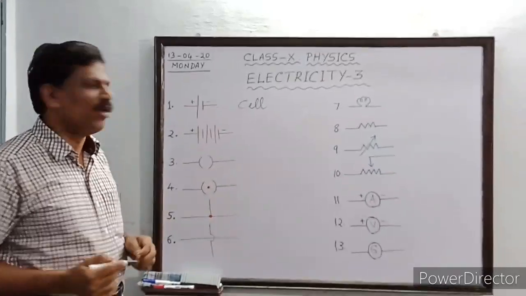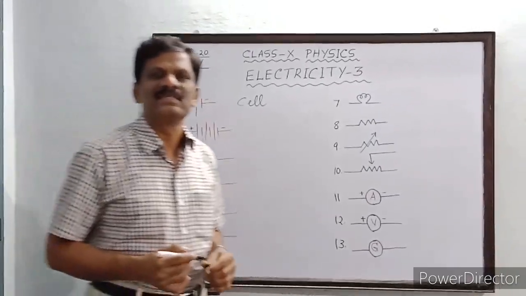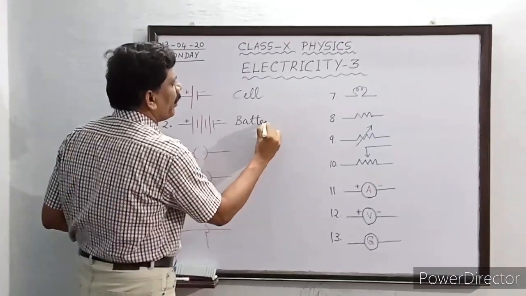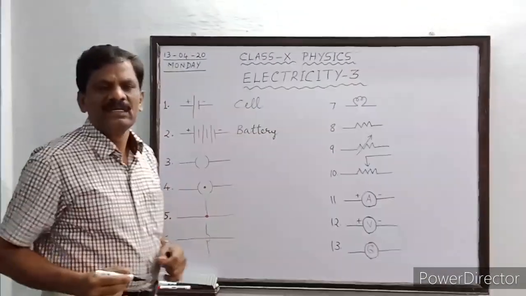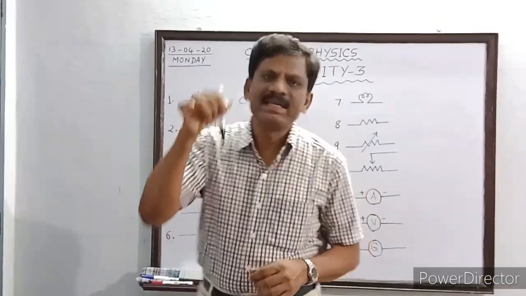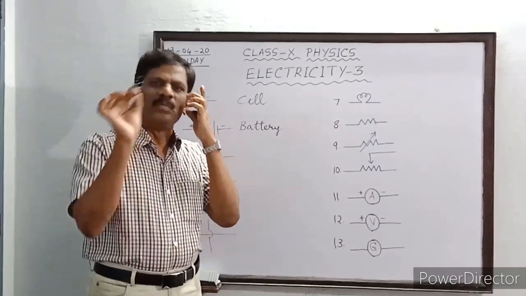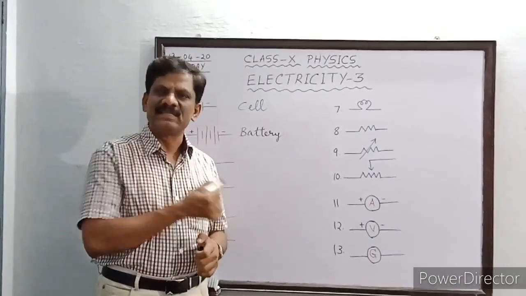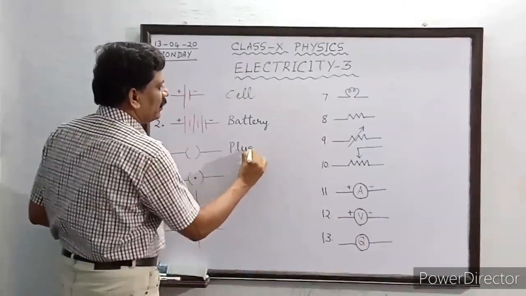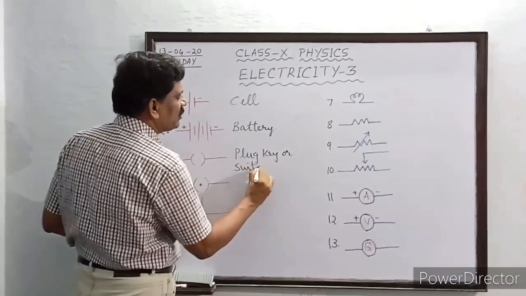Now in the second picture, how many cells are joined? You see 3 cells. Such a combination of cells is called a battery. So the second one is called a battery. The third one, which has a bracket symbol, is called a switch or a plug key. It is just like a plug and a socket. Just like the 2-pin plug has 2 pins and the 3-pin plug has 3 pins, this is a single pin opening and it is called a plug key. Plug key or switch.